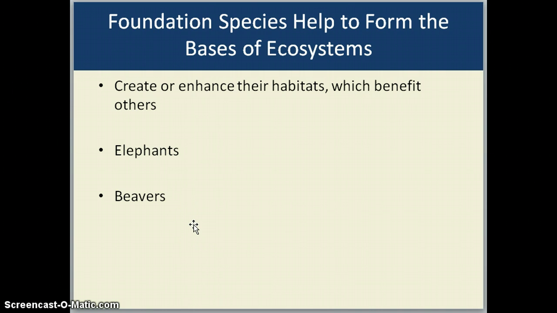Finally, foundation species help to form the bases of ecosystems. They create or enhance their habitats, which benefit others. Elephants are an example. I gave you that example earlier. Also, beavers that cut down trees and block rivers, creating lakes and ponds, change the ecosystem in ways that benefit other living things.